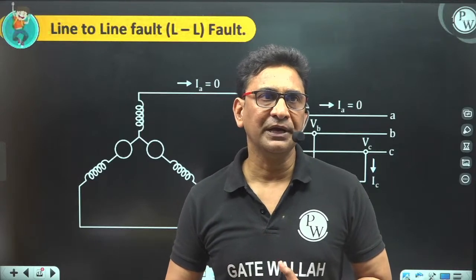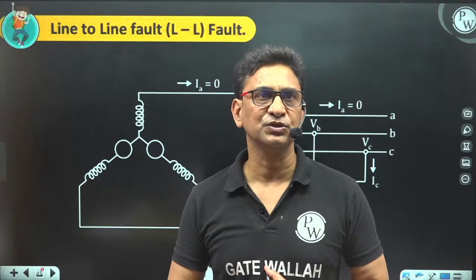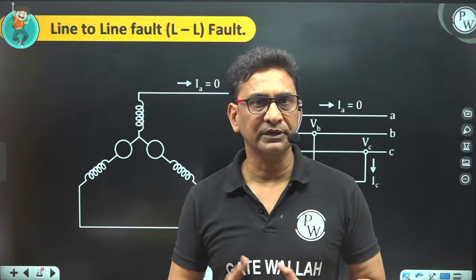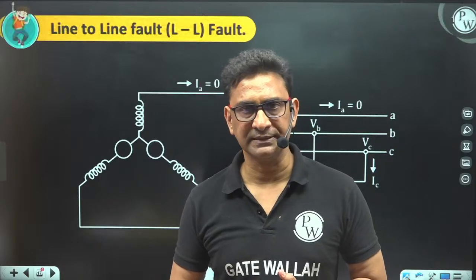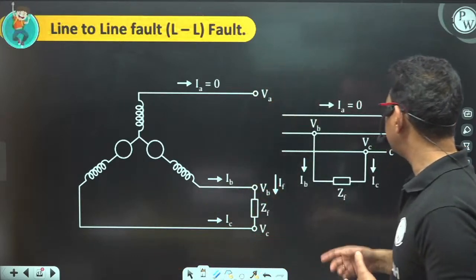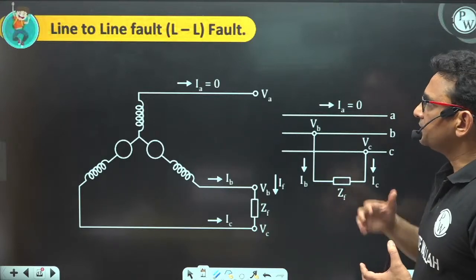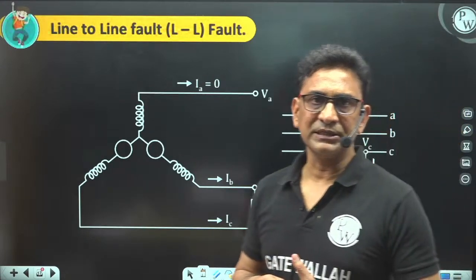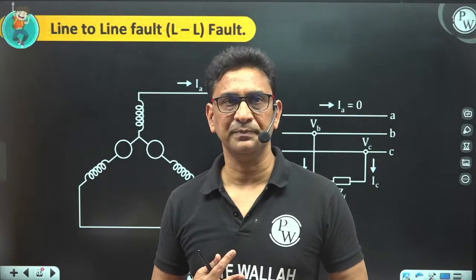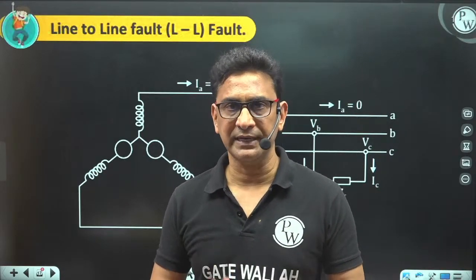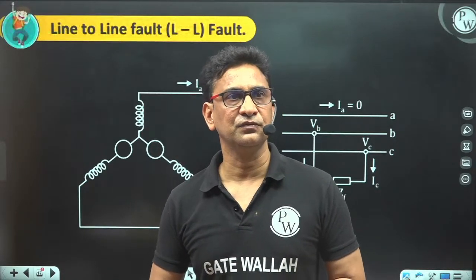In line to line fault, two phases of the three phase line are short circuited. It may be a bolted fault, or it may be short circuited through a fault impedance. So I am taking a general example where these two are short circuited by a fault impedance. When the line to line fault occurs in the power system, which sequence networks come into the picture, and how do we connect these sequence networks to find the value of fault current?